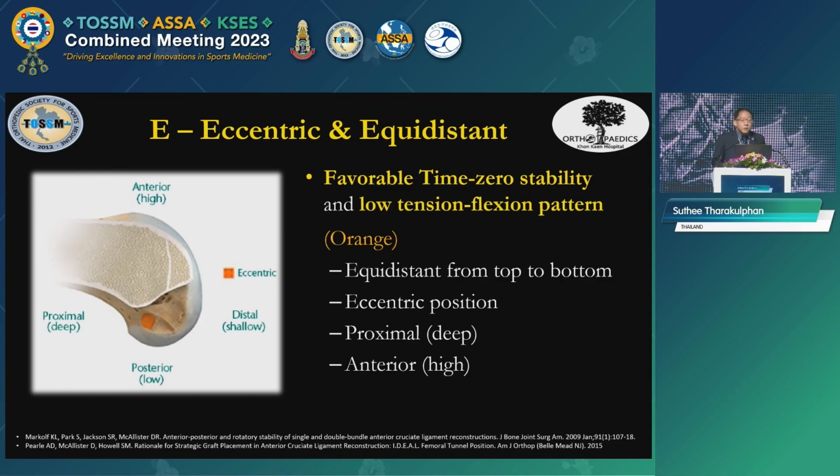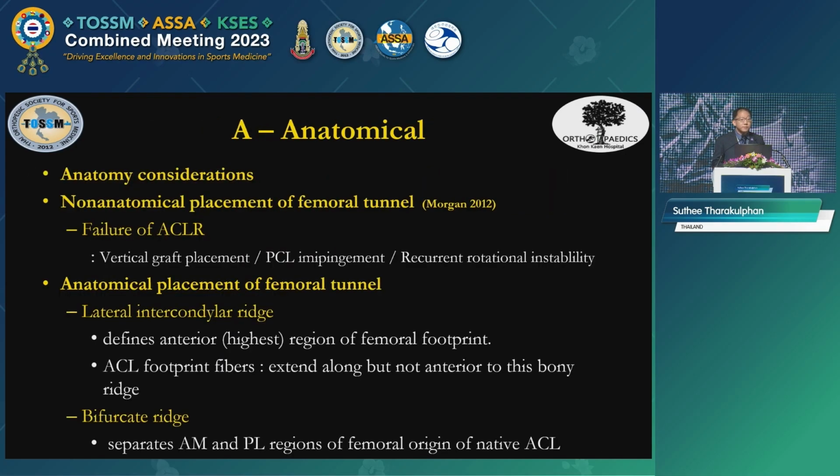So the favorable time zero stability and low tension flexion pattern should be represented by the orange shade. This region should be located equidistant from the top to the bottom of the notch, in an eccentric position, specifically located proximal and anterior in the anterior part of the footprint.